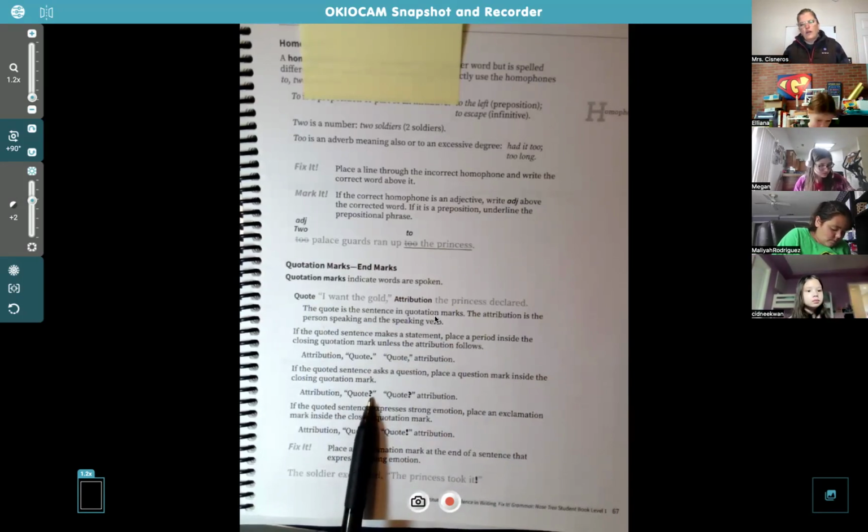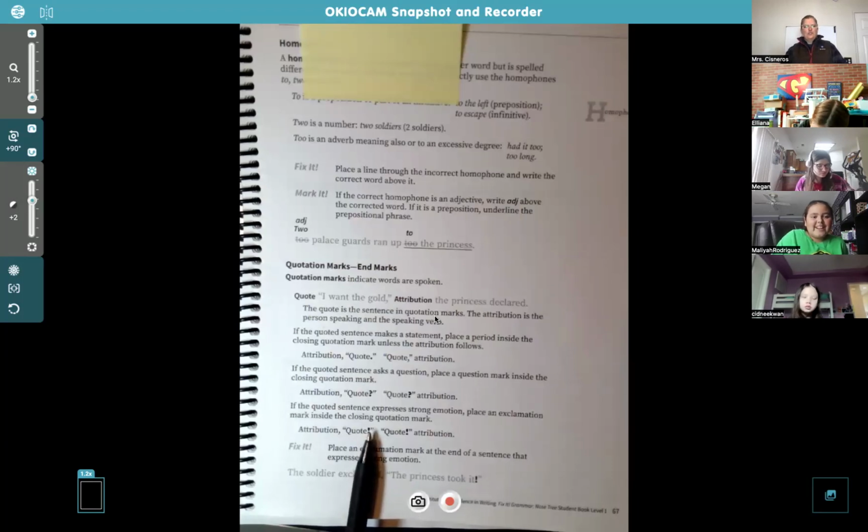Notice if it has a question mark, this is where it goes inside the quotation mark. And then if it's an exclamation mark, which you're probably going to need that one because your guy, I know a couple of you already said, you know, what are you doing in my tent? That's a question. But maybe he says, get out. I think somebody said that in their story. So you would use an exclamation mark here.